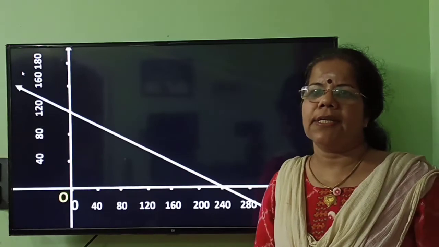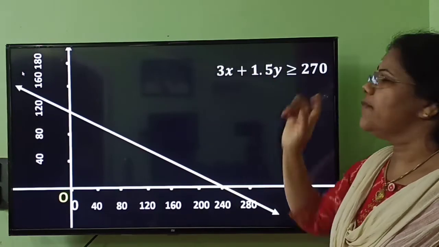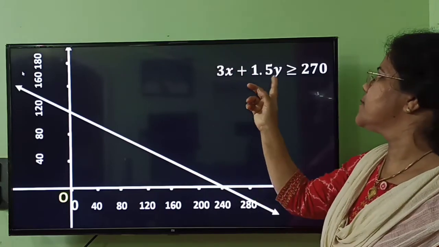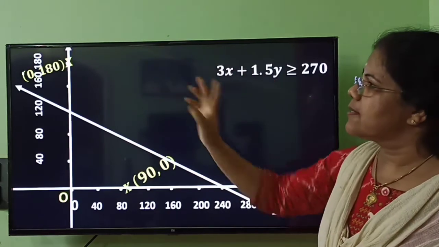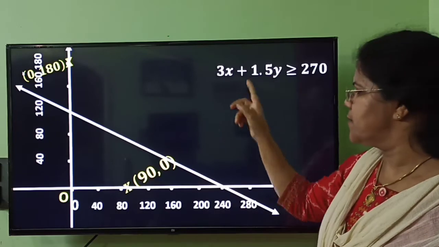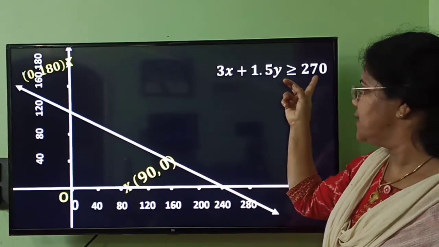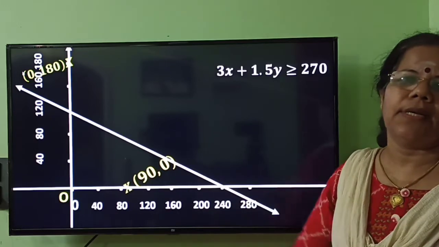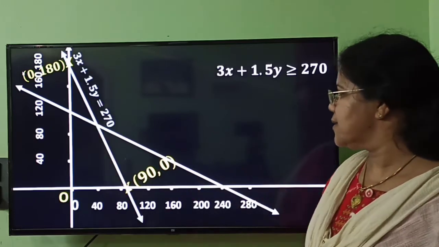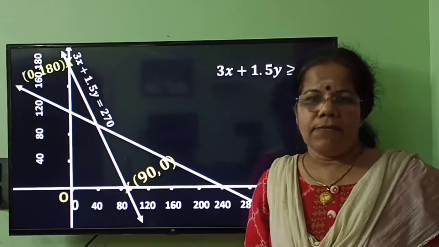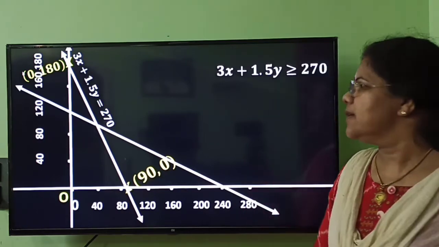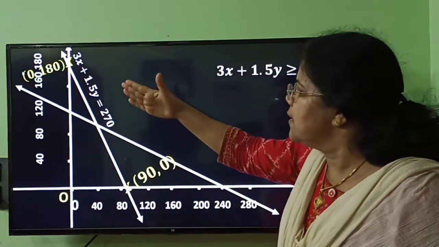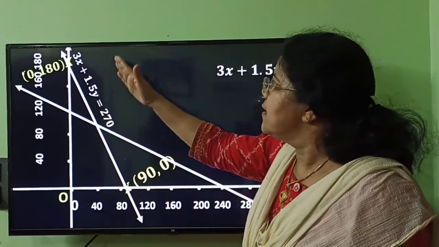The next constraint, what is it? 3x plus 1.5y greater than or equal to 270. x is equal to 0, the corresponding y value is 180, so 0, 180. Then when y is equal to 0, you will get 3 into 90, 270, so 90, 0 is the second point. Then this line is 3x plus 1.5y equal to 270. Again it is greater than or equal to 270. Substitute 0, 0. This is our new line.